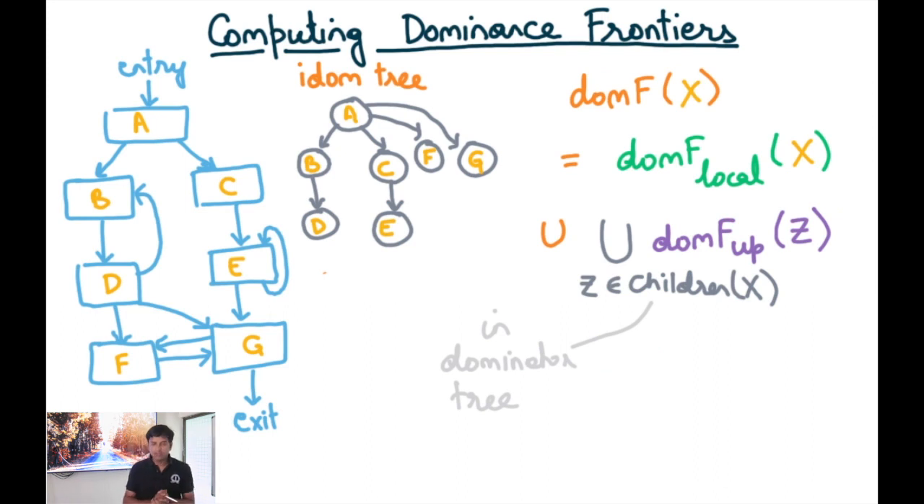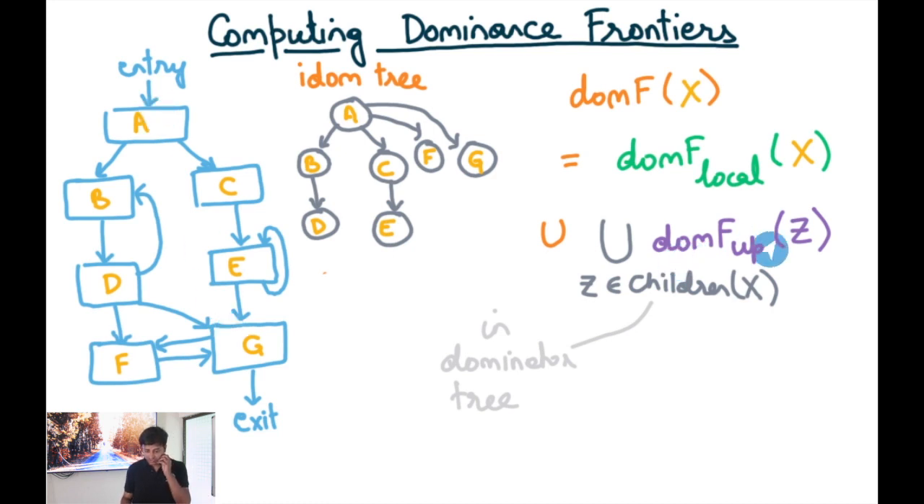Okay, so here's our final interesting property that we are going to use to compute the dominance frontier efficiently for all the nodes. The dominance frontier of any node X is formed by the DOMF local of X, unioned with the DOMF up of all the children Z of X in the dominator tree. So when I say children, I mean in the dominator tree. When I say successor, I mean in the control flow graph.